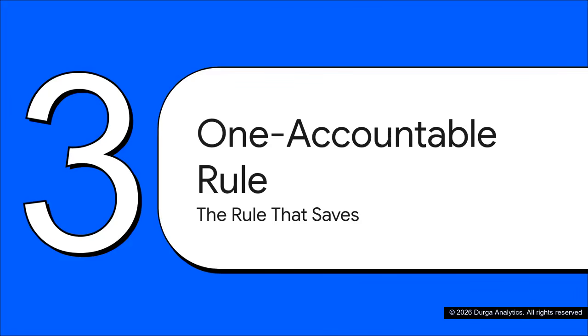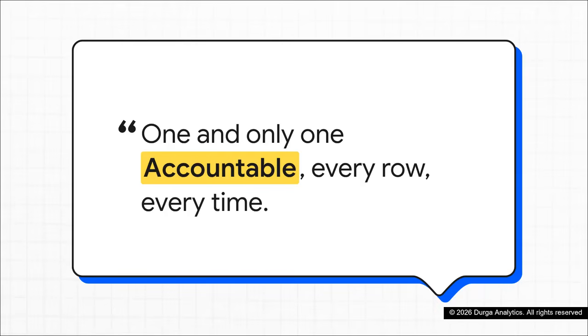Section 3. The one accountable rule. The rule that saves programs. All right, this is where I put on my strict program director hat. I literally called this the rule that saves programs. If you look at your RACI grid and you scan a row for an activity, let's say defining a data policy, and there is no A assigned, I guarantee that task is going to fall right through the cracks because nobody has to answer for it.